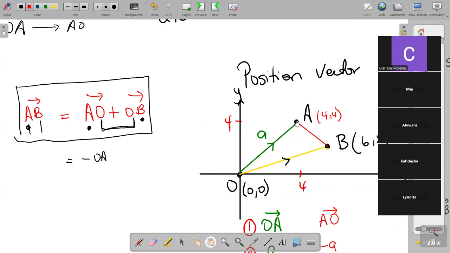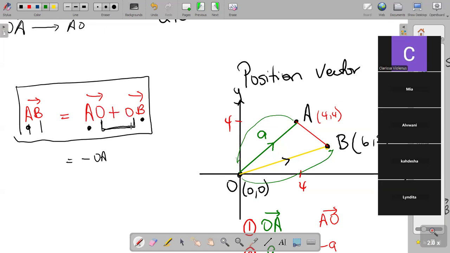So if I am at location A and I want to get to location B, I have to follow the pathway. What is the pathway that's available to us? I could go from A to O. Everybody say that? A, O. And then from O, because O is also connected to B, I could go OB. So that's why to go from A to B, I had to go AO plus OB.